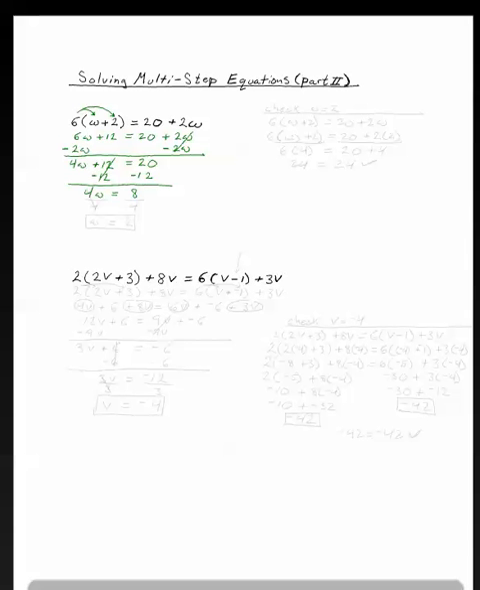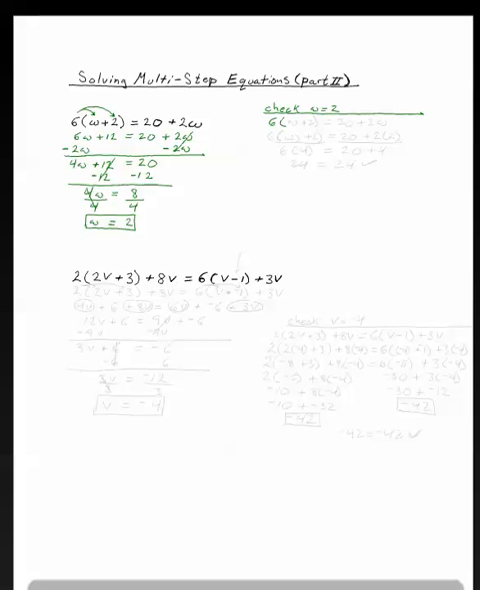Now I have 4 times w equals 8. So if we want to get rid of a multiplication of 4, we divide by 4. 4 divided by 4 is 1, and 1w is just w, equals 8 divided by 4 is 2. So our solution should be w equals 2, but of course we want to check it. So we're going to check to make sure that w equals 2.